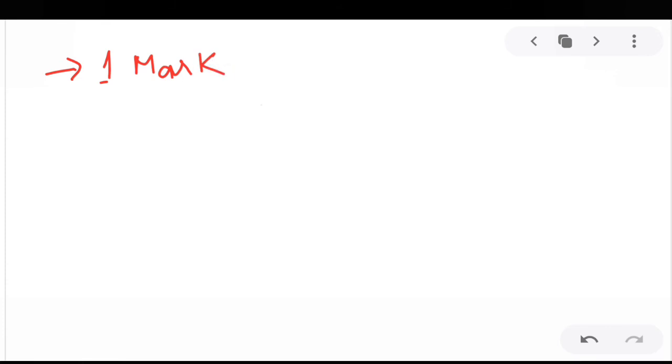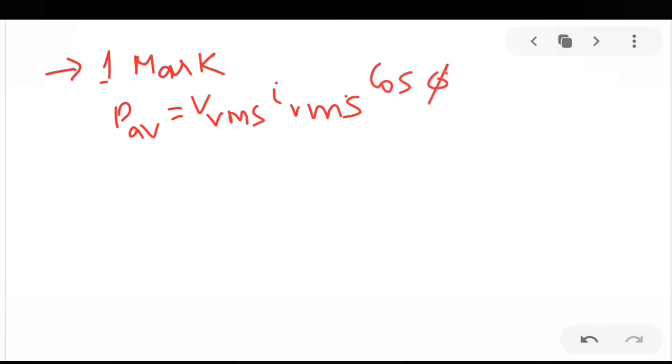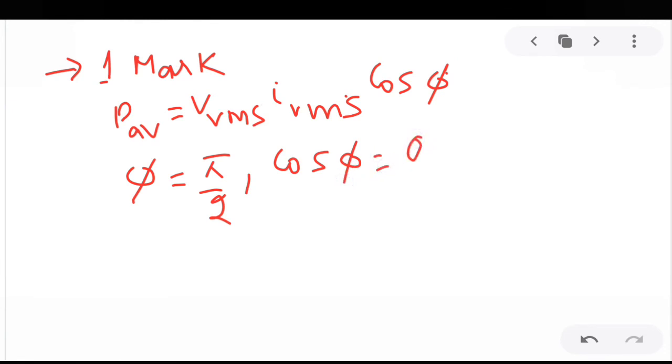then you can write P average is equal to VRMS IRMS cos phi. Now, for purely inductive circuit, phi is equal to pi by 2. So, cos phi will be equal to 0. So, average power is 0. For 1 mark, this is enough.